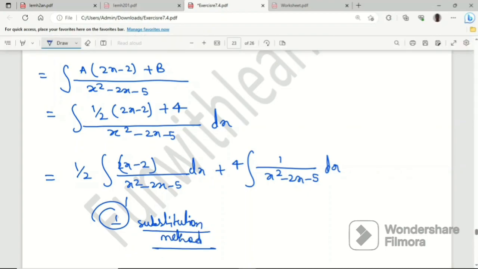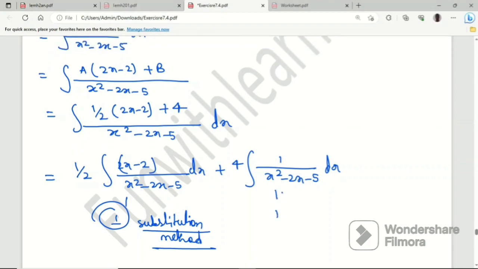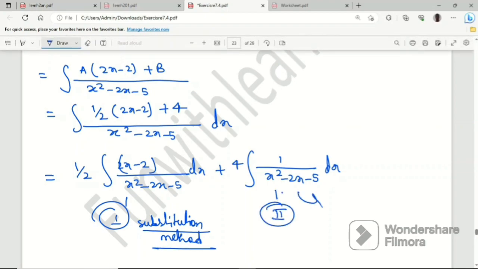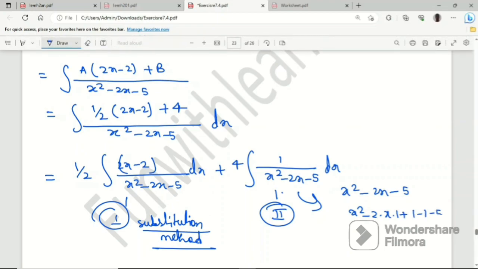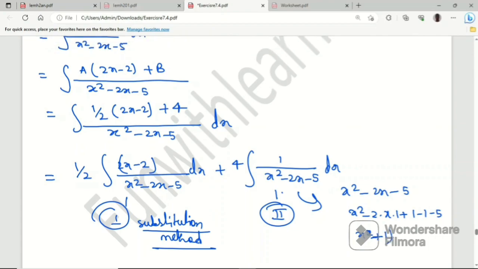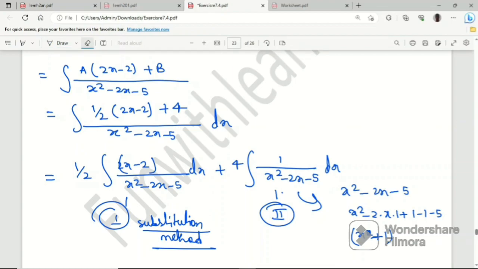And this is the second part. You can solve it by quadratic equation. That is, we can solve it like x square minus 2x minus 5. So x square minus 2 into a into b, so I need to write plus 1 also, minus 1 minus 5. So it will be x minus 1 whole square, yes.